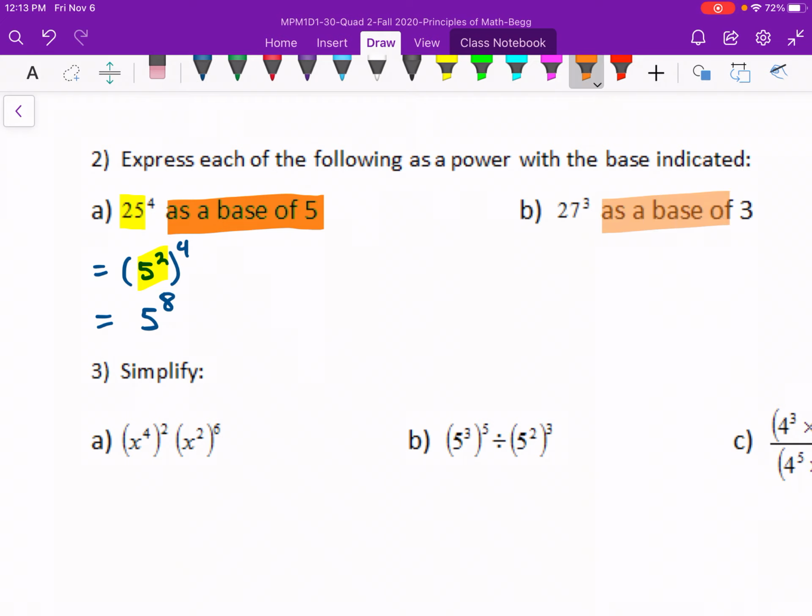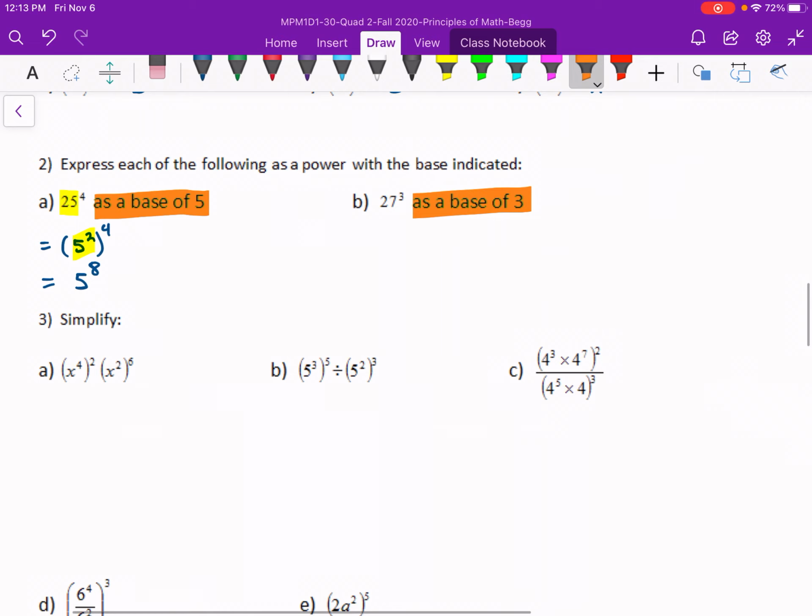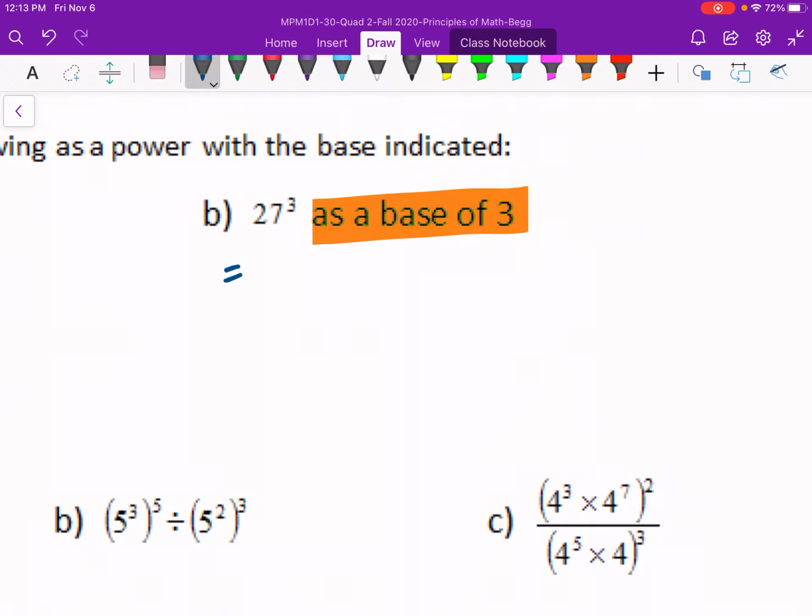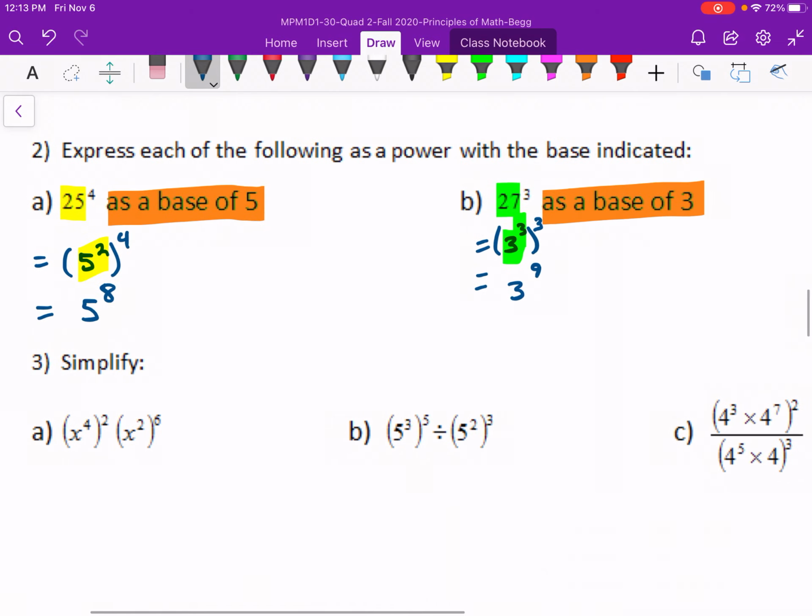If I do the next one, I'm writing as a base of 3. I could rewrite 27 as 3 to the 3. Again, these are equivalent, but it still has this 3 on the outside, and then using powers of powers, I multiply the two exponents and I get 3 to the 9. Those are equivalent.